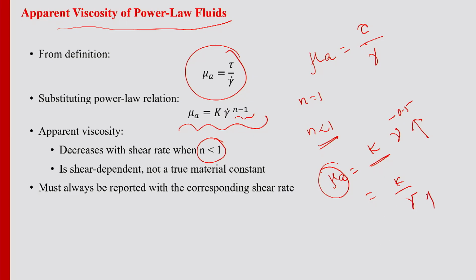So whenever the shear rate increases, mu A decreases. That is the meaning of n less than 1. If you apply n greater than 1, then mu A equals k gamma. As the shear rate increases, the apparent viscosity also increases. But for n less than 1, when you increase the shear rate, the apparent viscosity decreases.